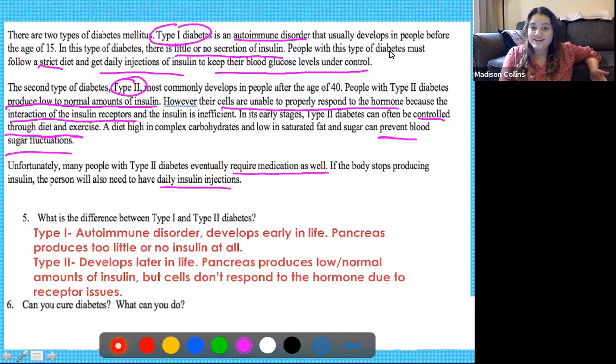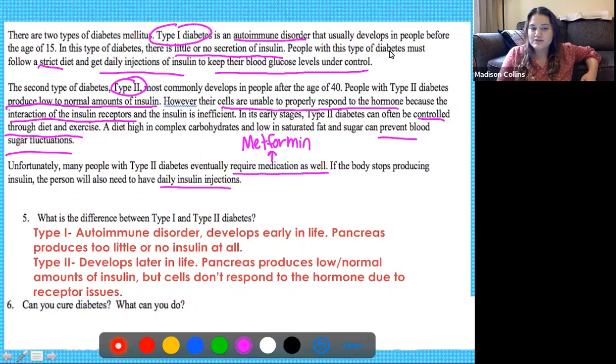Now, both of my parents actually have type 2 diabetes. And I'll highlight this last sentence right here. Unfortunately, many people with type 2 diabetes require medication as well. They both take a medication called metformin that helps control their diabetes. If you have any family members or friends who have type 1 or type 2 diabetes, check in with them, see what they do to keep their diabetes under control.